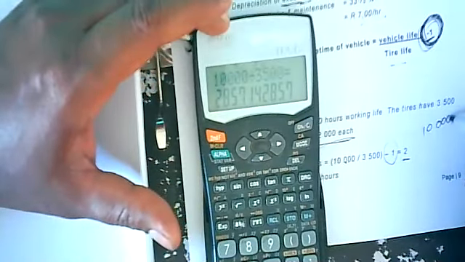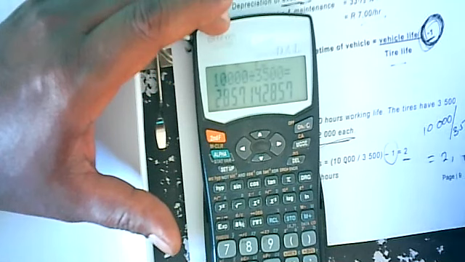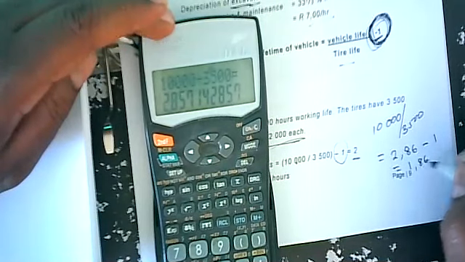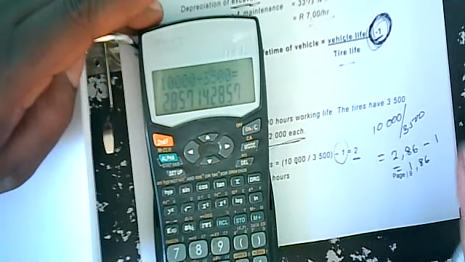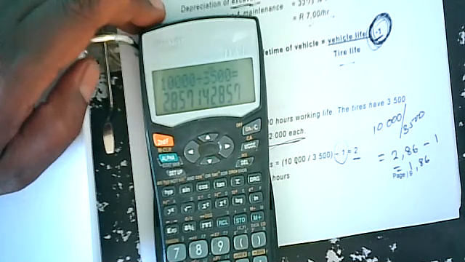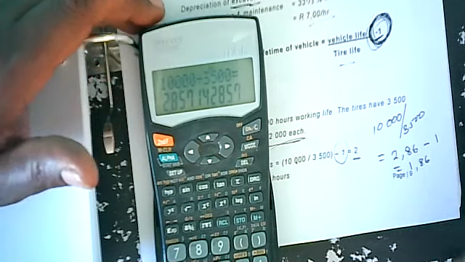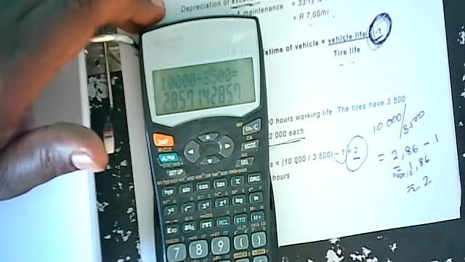Okay. What do I do? 10,000, 3,500, 2.86 minus the 1, 1.86. Now you realize why I'm doing this calculation in front of you. Can you buy 1.86 sets of tires? You can't. You have to buy a full set. And the next full set would be 2. Hence, you need 2 more sets.